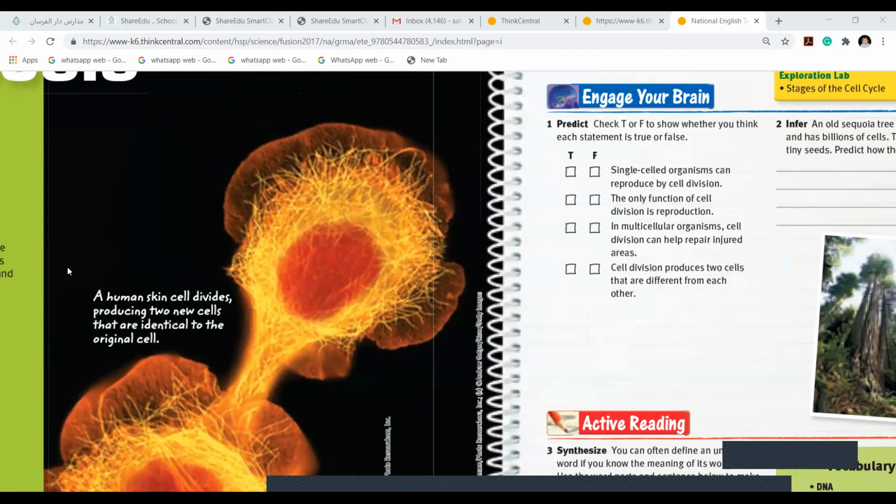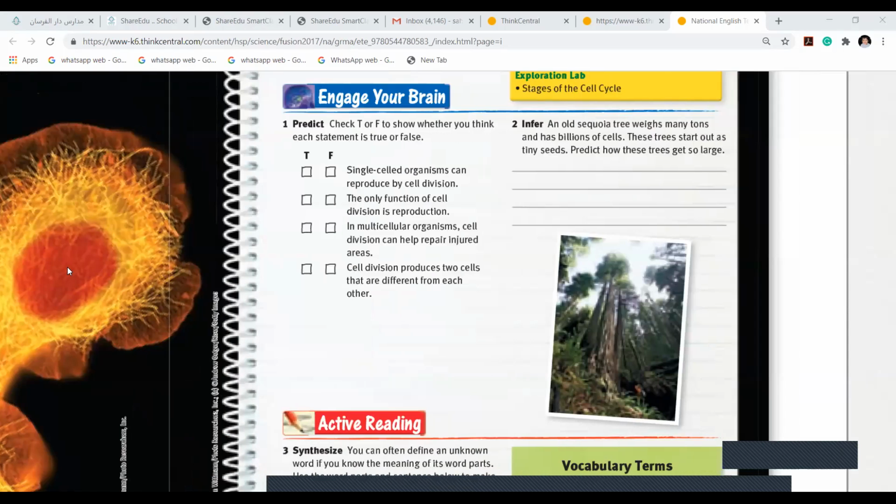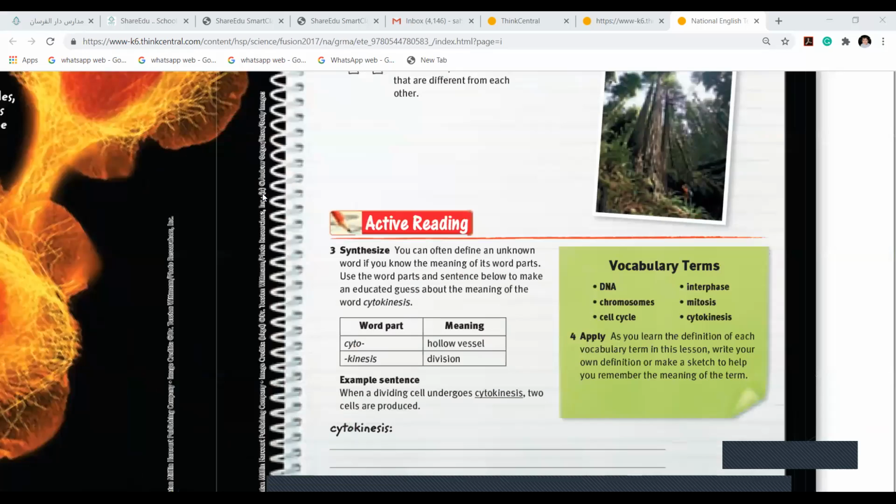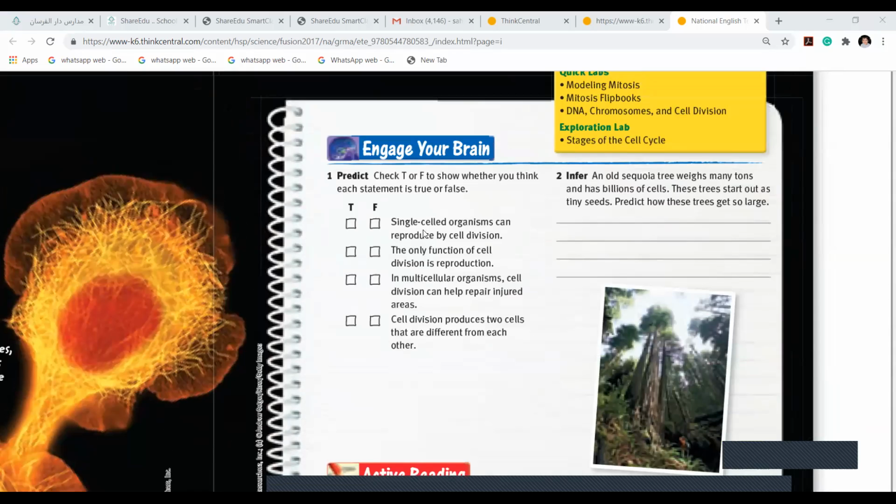We'll quickly engage your brain here. We'll solve these questions first. I will ask one by one. Wateen, single-celled organisms can reproduce by cell division. Single cell, can they reproduce by cell division? Yes or no? Yes. How do they make a new organism? By cell division, that is mitosis. So it is true. They reproduce. How do they reproduce? Mitosis.